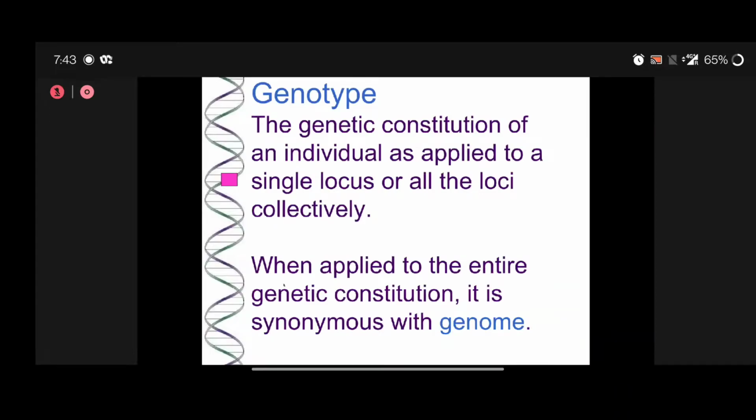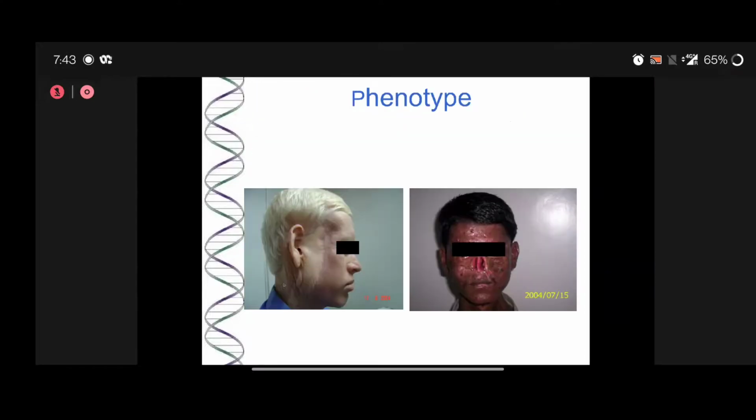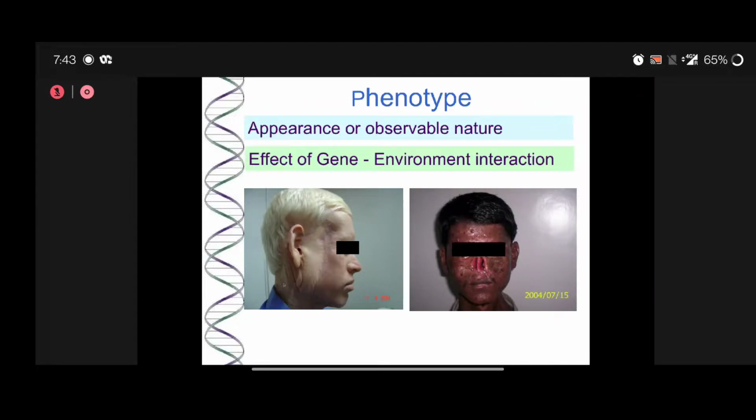So genotype is our genetic constitution of an individual as applied to either one locus or all the loci collectively. And when we talk of the entire genetic constitution of an organism, then it is the genome. So you could have a rice genome, mouse genome, human genome. What is phenotype? Phenotype is the appearance or observable nature, and it is the effect of gene environment interaction.